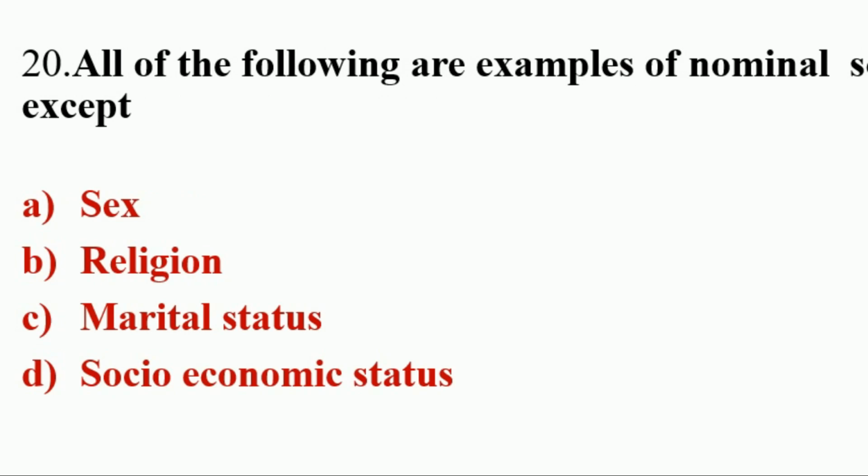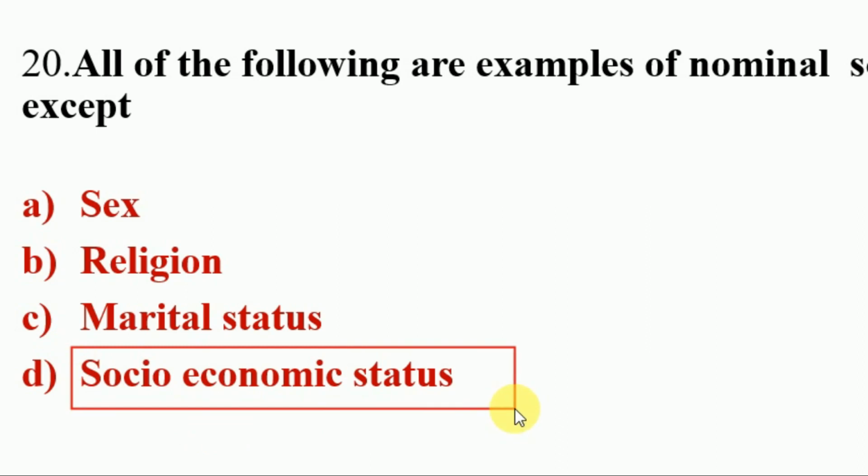Next question. All of the following are examples of nominal scale except. Options: A. Sex, B. Religion, C. Marital status, D. Socioeconomic status. Answer is D. Socioeconomic status. Socioeconomic status can be measured by ordinal level scale and not by nominal scale, because socioeconomic status can be measured in the order of rank, like poorest, poor, middle class, rich, etc.